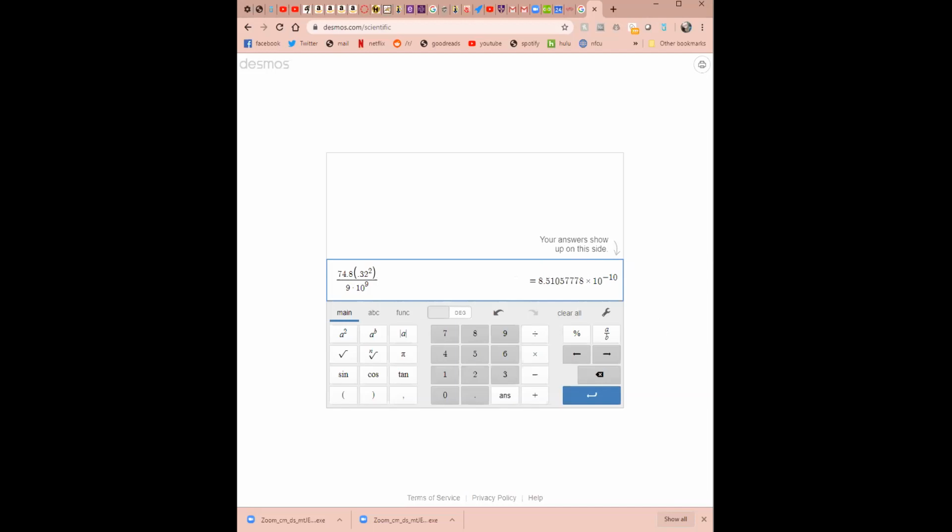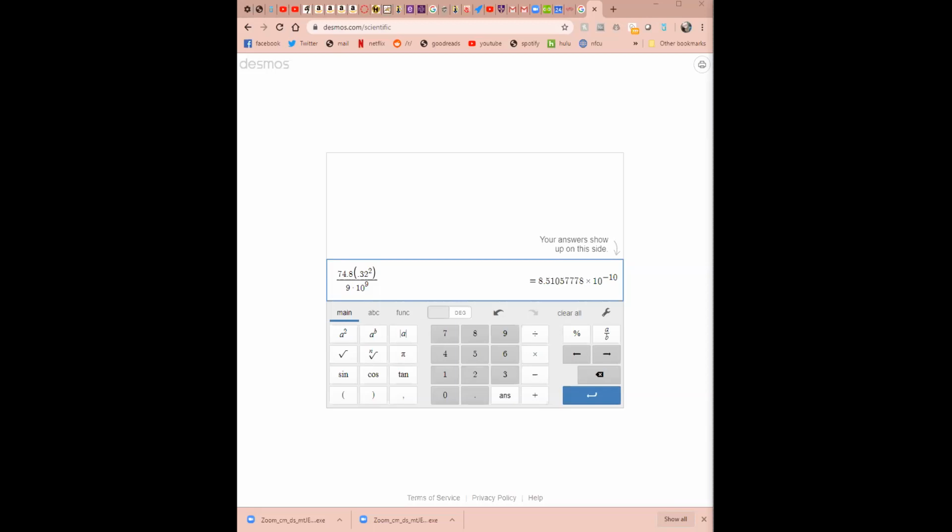So this is this value right here. So let's write that down. We've got, and I'll write that over here, 8.51 times 10 to the negative 10, equals all that junk. Now, we can actually solve the quadratic. Let me pull this down and I will solve the quadratic.